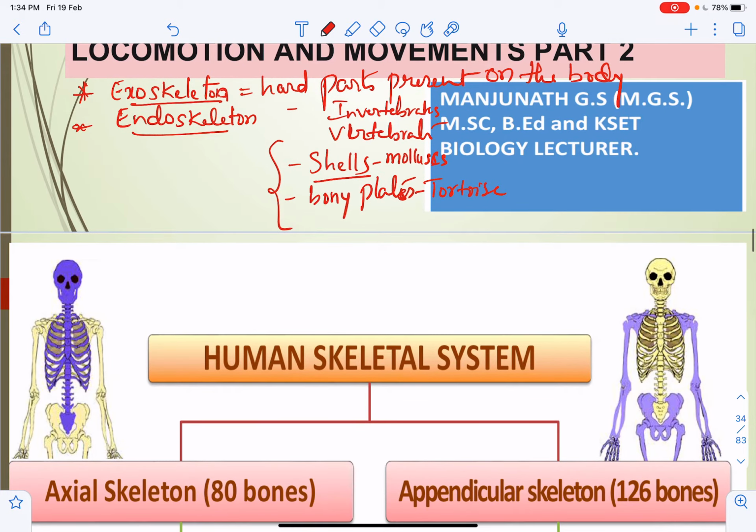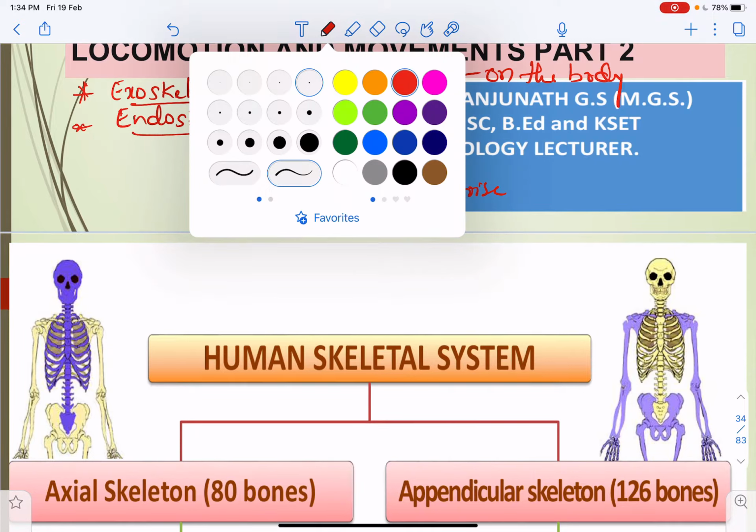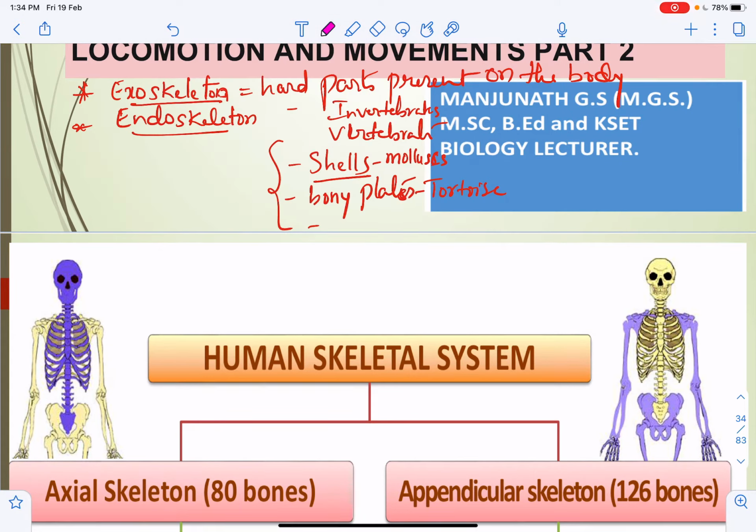The exoskeleton mainly includes many structures, like scales, feathers in the case of birds, claws, horns, nails, and hooves in animals like the horse and other ruminant animals. There are so many other examples which generally come under the exoskeleton.